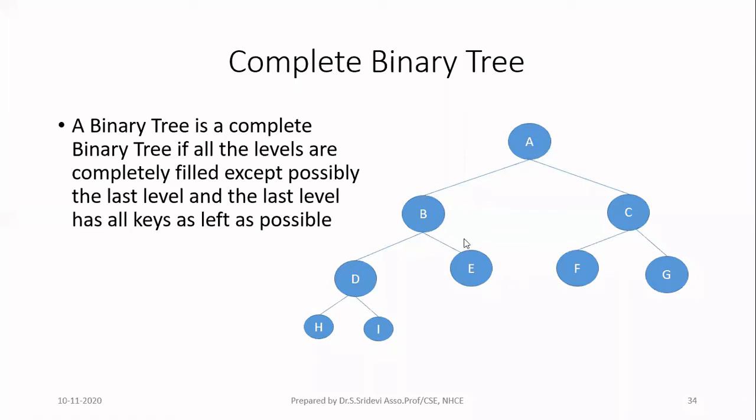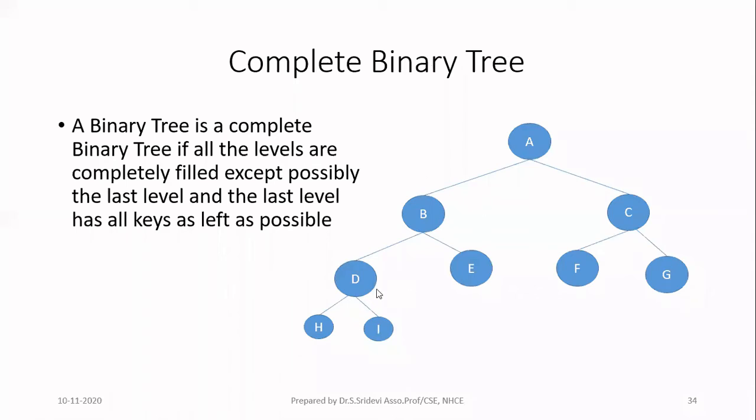And the second rule is, in the last level, all the keys should be as left as possible. What is the meaning? This is the last level. You have 2 keys, H and I. They are in the left direction only. They are connected to node D only. So it is a complete binary tree.